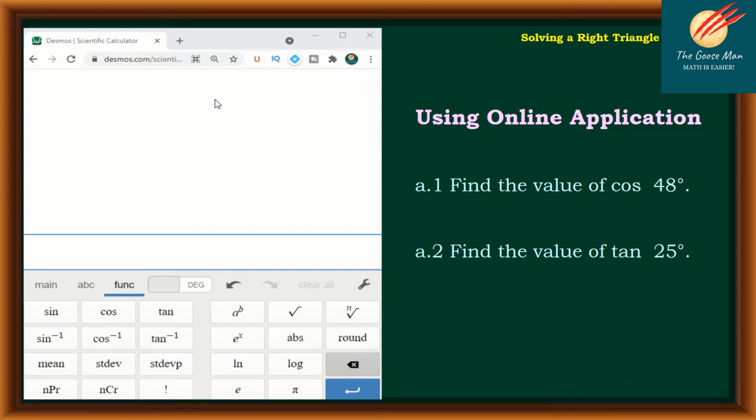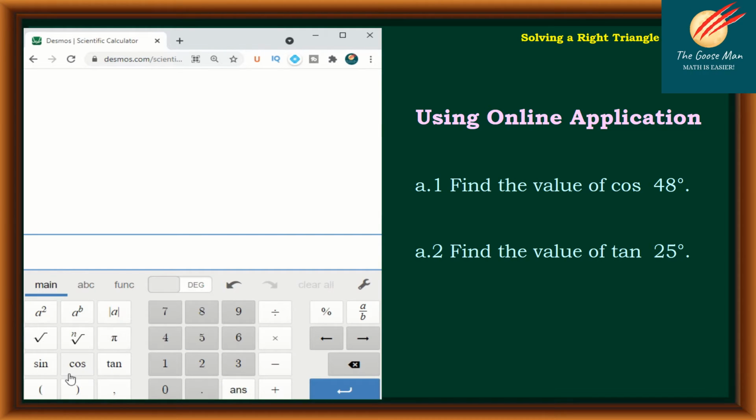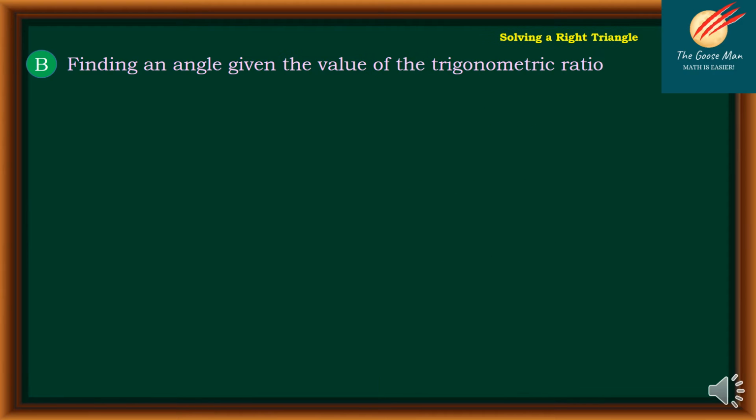Using an online application of desmos.com slash scientific calculator, I simply use this trigonometric function. So I'll move on to main, and you can see here, we have sine, cosine, tangent. So again, going back to the example a while ago, I'll get the cosine 48 degrees. As you can see, if you press enter, you will come up with 0.669,130,6064. On the other hand, if I type in tangent 25 and enter, we'll come up with 0.466307658.